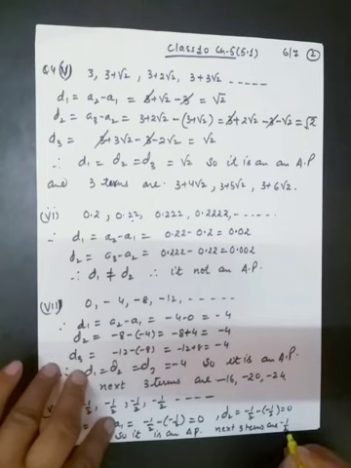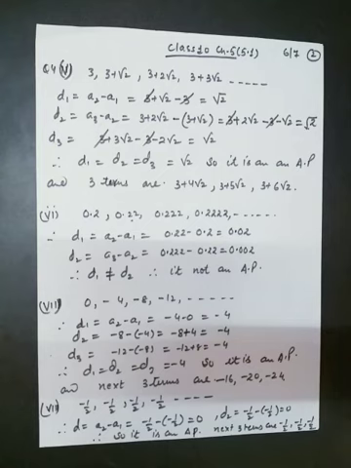The next three terms will be the same: -1/2, -1/2, -1/2. So if the common difference in an AP is 0, it means all the terms of that AP are the same.